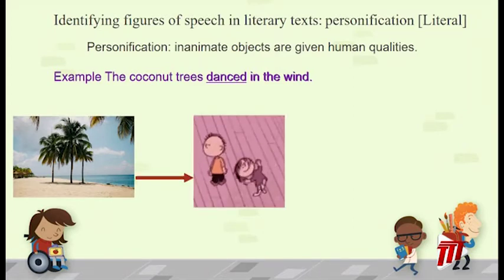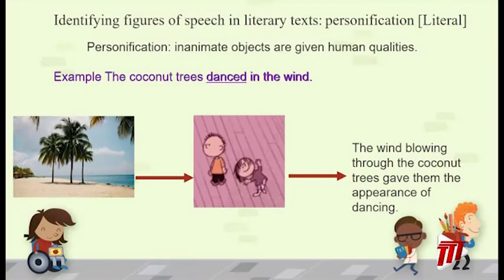I am sure that you would have visited one of our many beaches before and would have seen the coconut trees swaying in the wind. This movement is compared to that of dancing, which is done by people. The wind blowing through the coconut trees gave them the appearance of dancing. Because we gave the coconut tree the ability to dance, we consider that to be a personification.